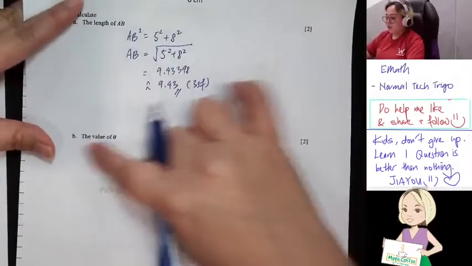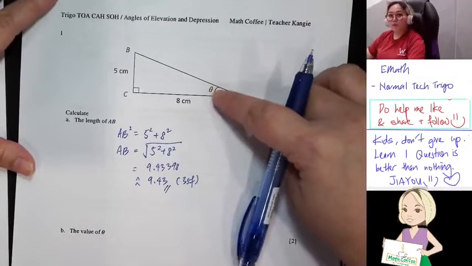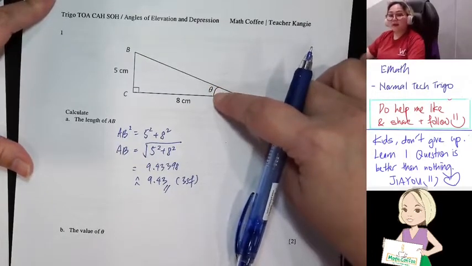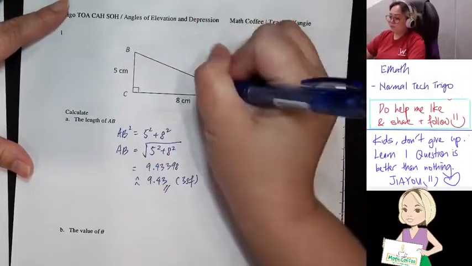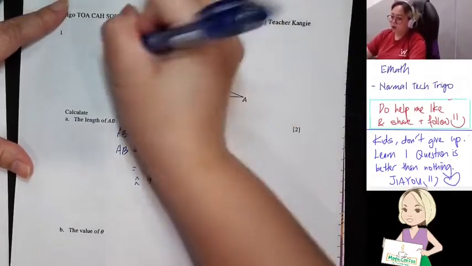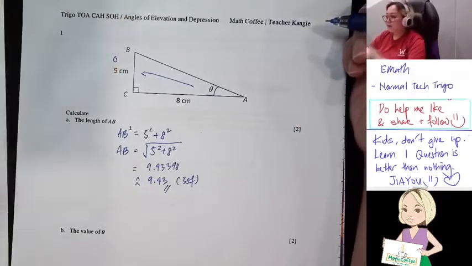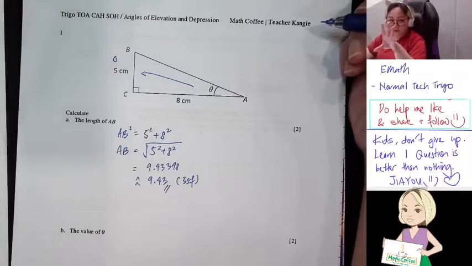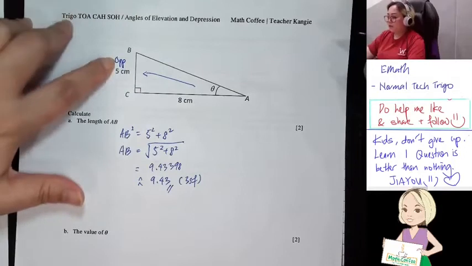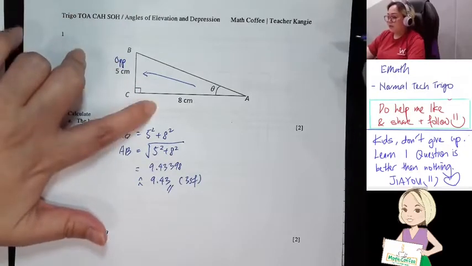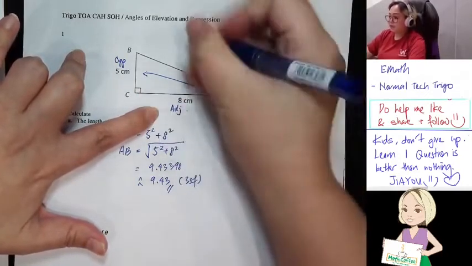Okay, the value of theta. Now over here, theta is here. So we will base on this angle as reference and identify where is the opposite and adjacent first. So this side will be my opposite. Some students always label this as O. For me, I write at least 3 letters, so I will write OPP. So this is my opposite. Look at the right angle, the other side will be adjacent. The longer side will be hypotenuse.